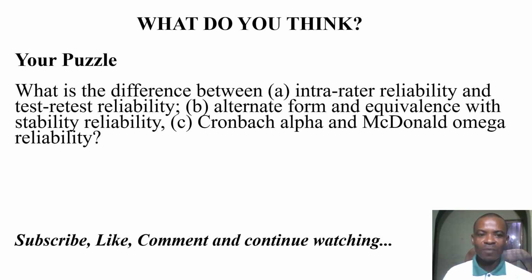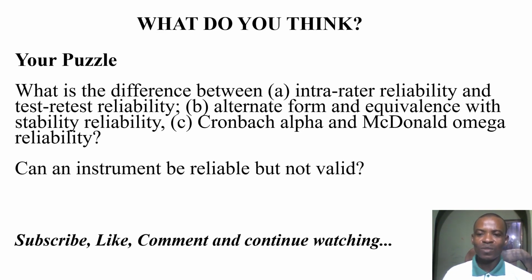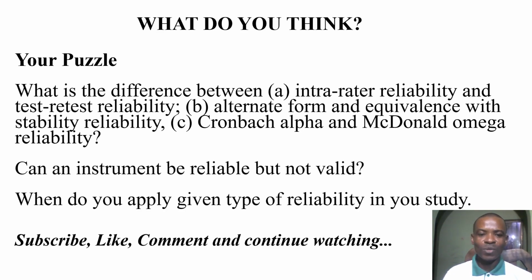The first puzzle is, what is the difference between intra-rater reliability and test-retest reliability? Another one is the difference between alternate form reliability and equivalence with stability reliability. What about Cronbach alpha and McDonald reliability? If you have any confusion on all this, go back to the video, you're going to get it. Another puzzle is, can an instrument be reliable but not valid? When do you apply a given type of reliability in your study?